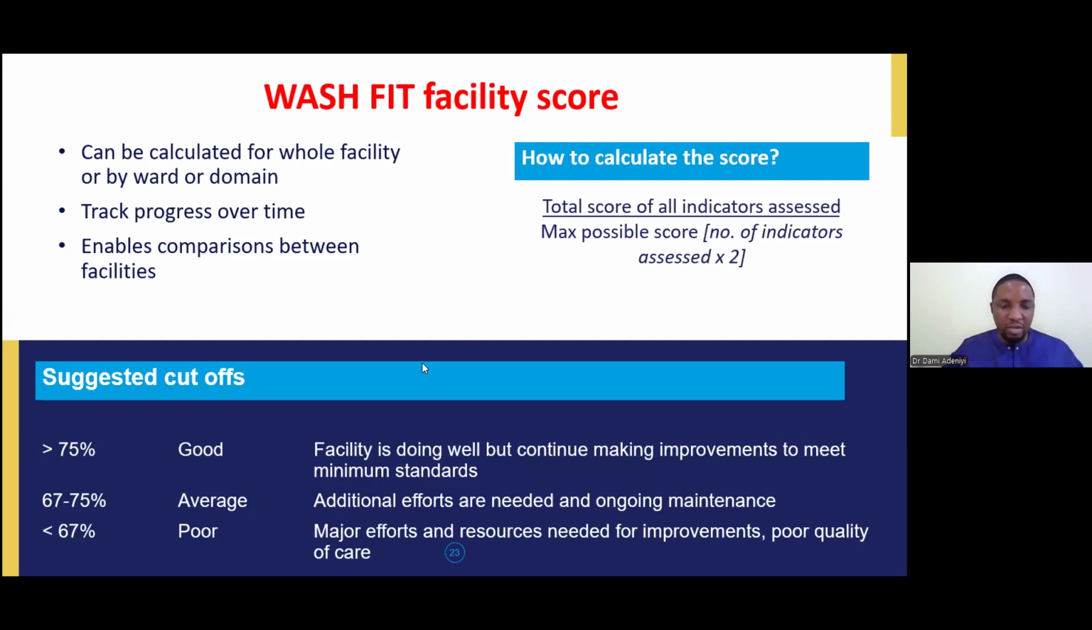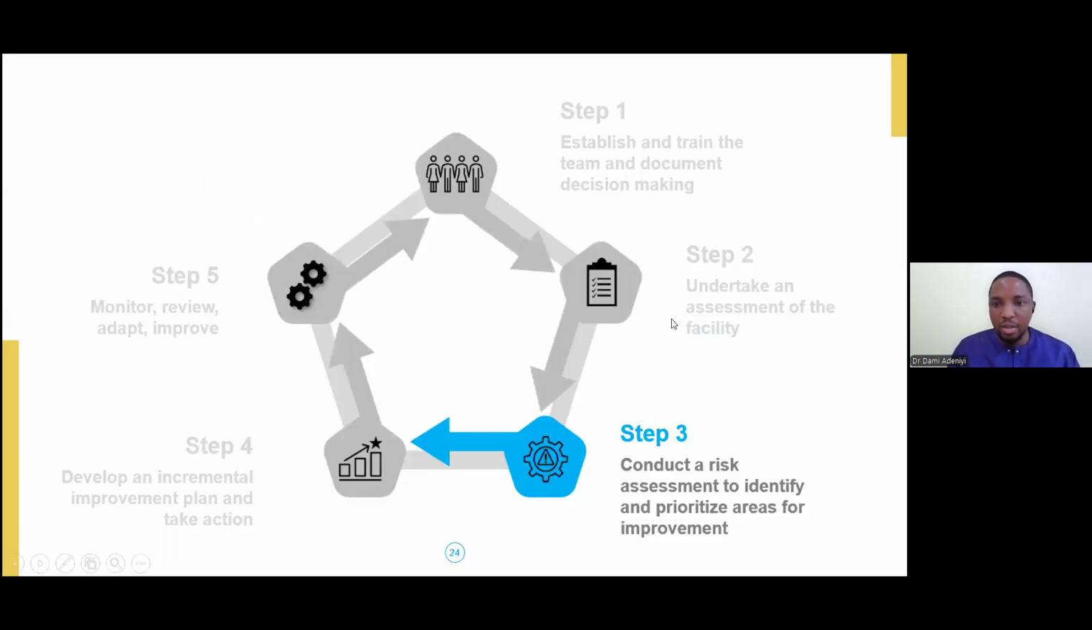And then this is the classification for facilities. Any facility that has less than 67% is considered poor. One between 67 and 75 is average, and above 75 is good. Pretty much similar to how the Hand Hygiene Self-Assessment Framework works. What this does for you is that it helps you track progress between multiple WASH FIT cycles. Step 3 is conducting a risk assessment.